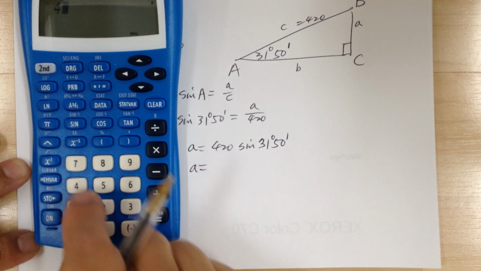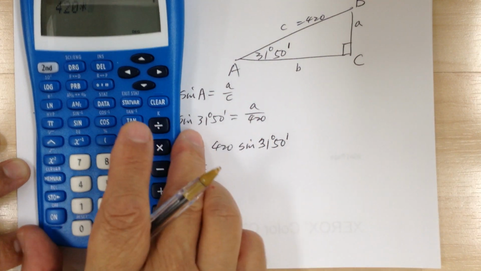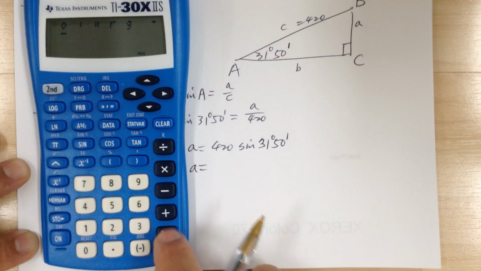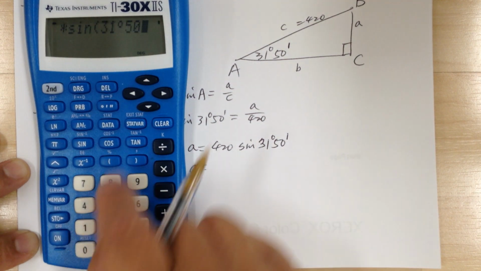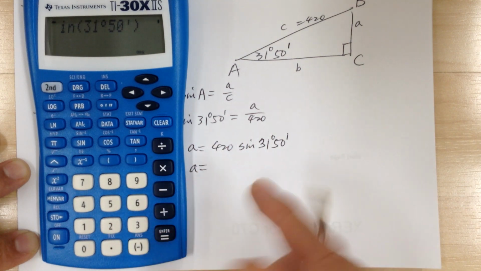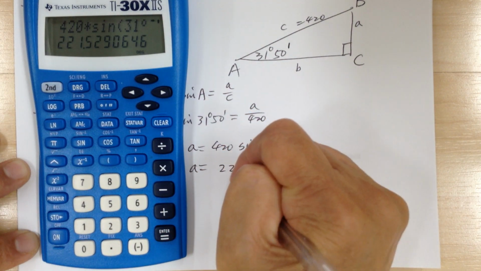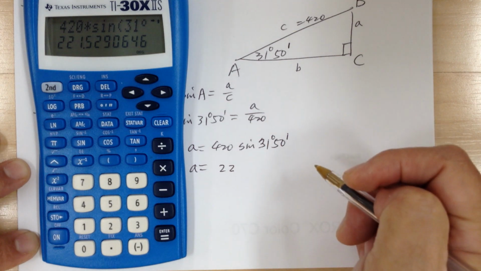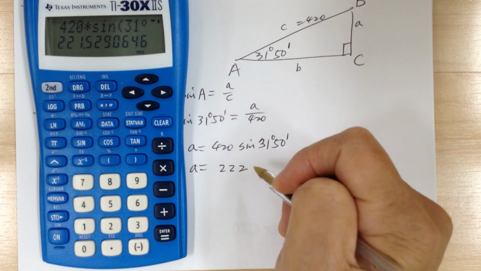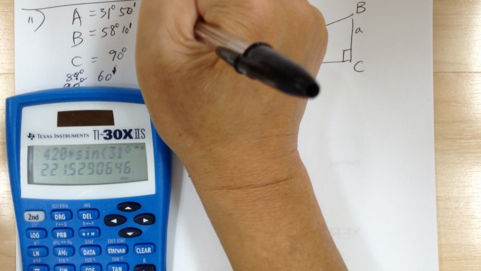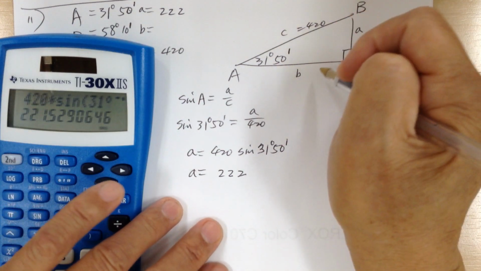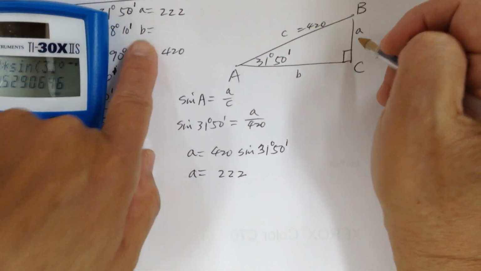Okay, so you go 420 times sine of 31 degrees and 50 minutes. Push equal. So a equals 221.5. So you have to round it up, so it becomes 222. So small a is going to equal 222. Now let's go and look for B.